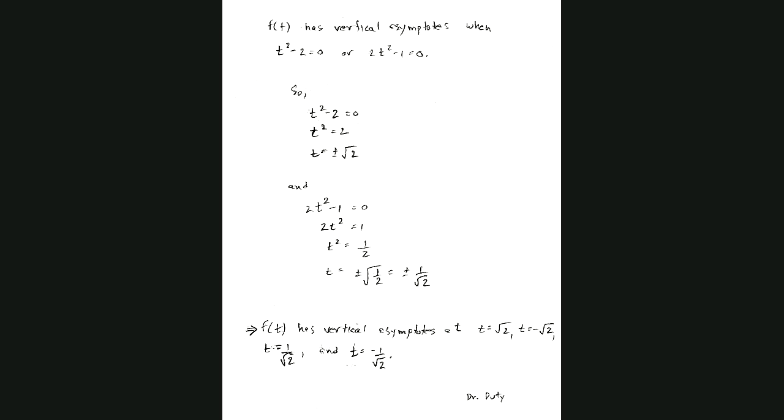The function f of t is going to have vertical asymptotes when either t squared minus 2 equals 0 or 2t squared minus 1 equals 0. And so you solve for both of those little equations, and you'll find that you're going to get t equals plus or minus root 2 and t equals plus or minus 1 over root 2.